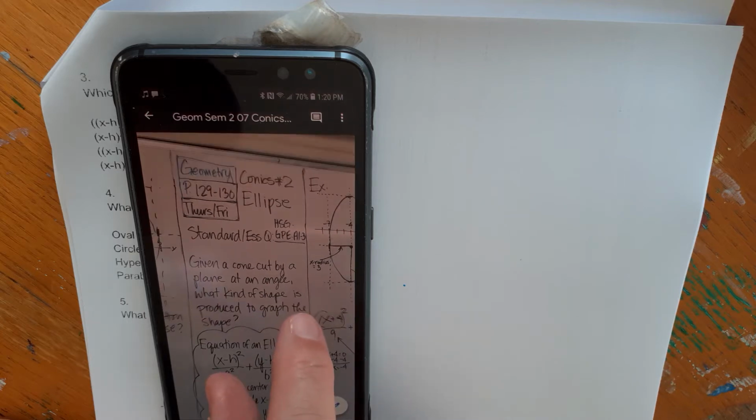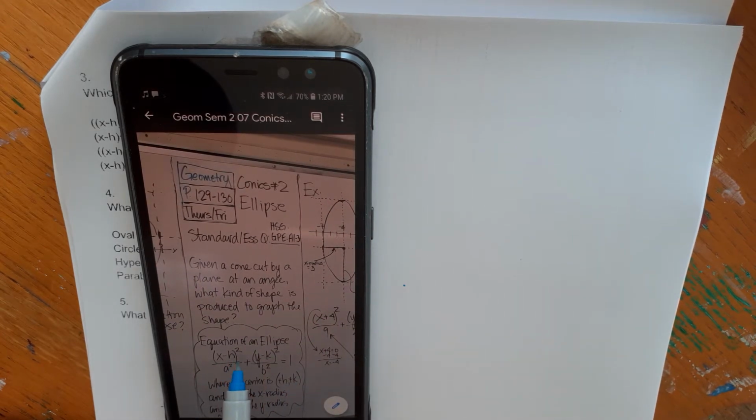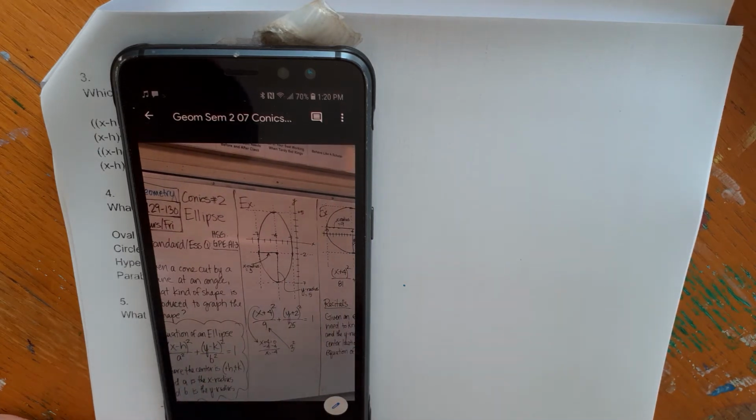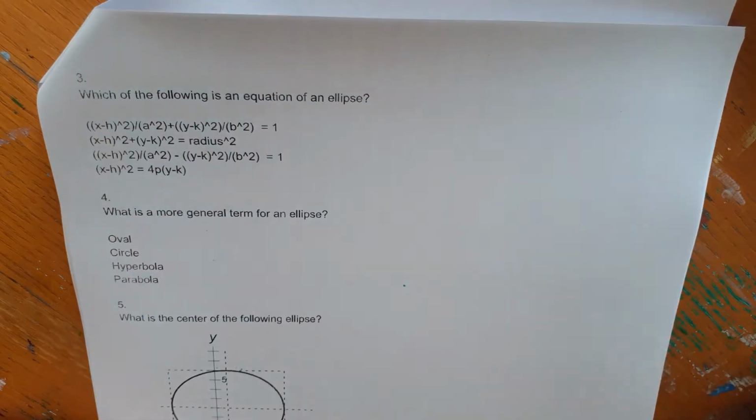H and K is the center, and A is the x radius, and B is the y radius. And why is A the x radius? Because it's under the term with the x in it. B is the y radius because it's under the term with the y in it. Fair enough? All right, let's see what we've got here. Let's look at this problem then.